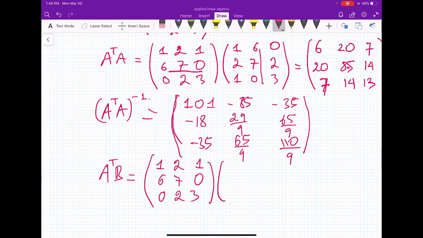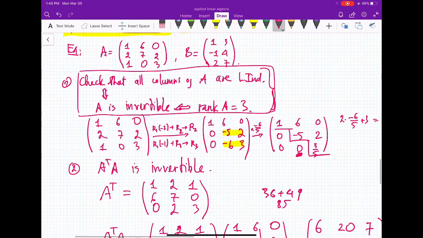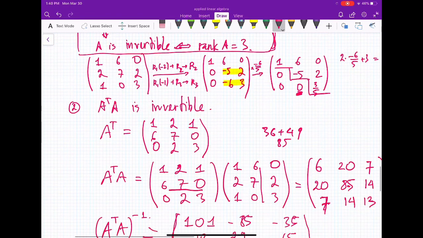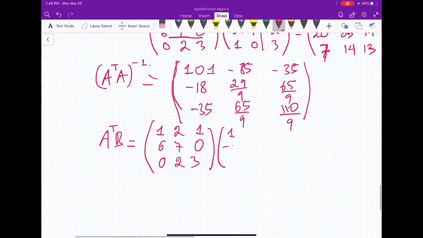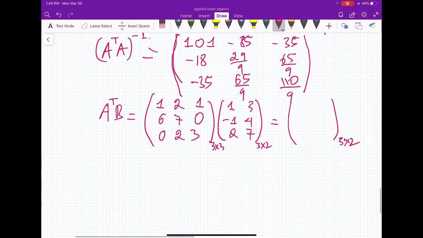1 2 1, 6 7 0, 0 2 3, and B is, where's B? B is 1 negative 1, 2 3, 4 7, 1 negative 1, 2 3, 4 7. So you have 3 by 3 times 3 by 2, you get a matrix 3 by 2. We can do this using that website, but let's do that by hand.